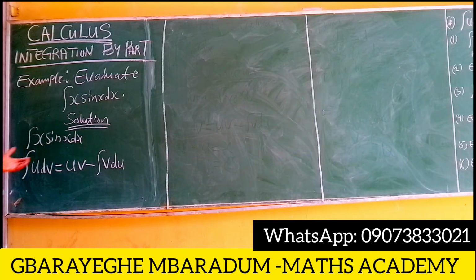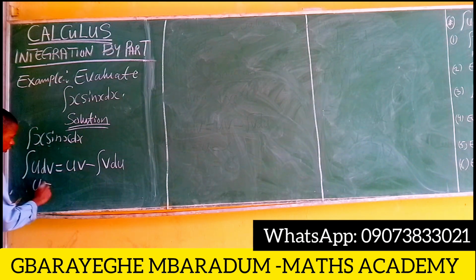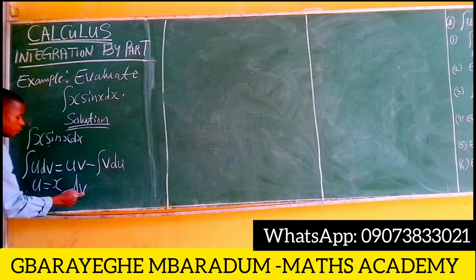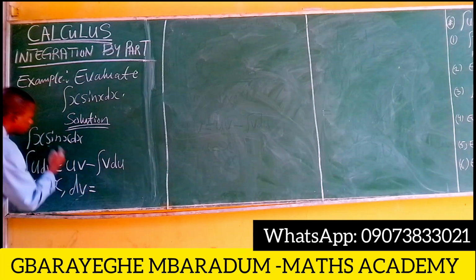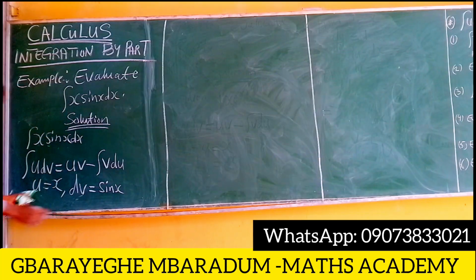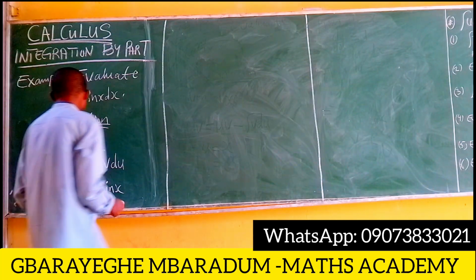So if you look at this question, look at the function that is easily differentiated. We call that function u. Then the function that is hard to differentiate, we use it as our integral, which implies that our u is x, because x is easy to differentiate. Then our dv, which is the function we are going to integrate, is sine x.